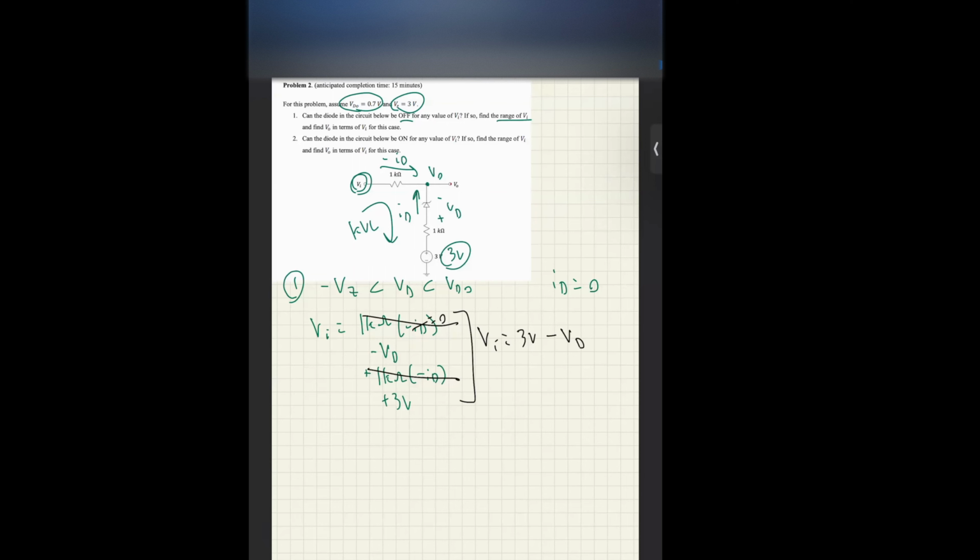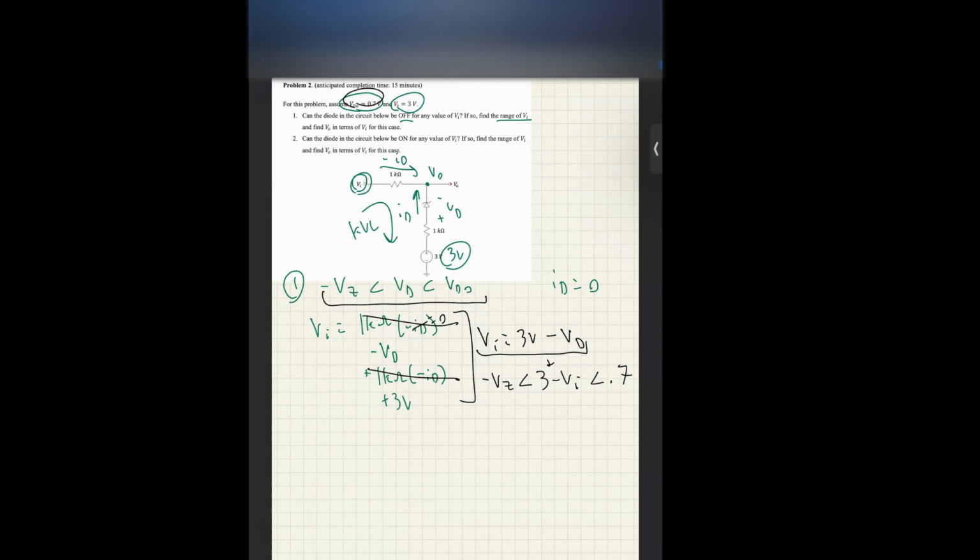So now that we know that this is the case, we can plug this into this relationship that we have. So we know that negative VZ is less than 3 minus VI, because that's rearranging. If you rearrange this, it tells you this is equal to VD, less than 0.7, because our VDO is 0.7, as they tell us over here.